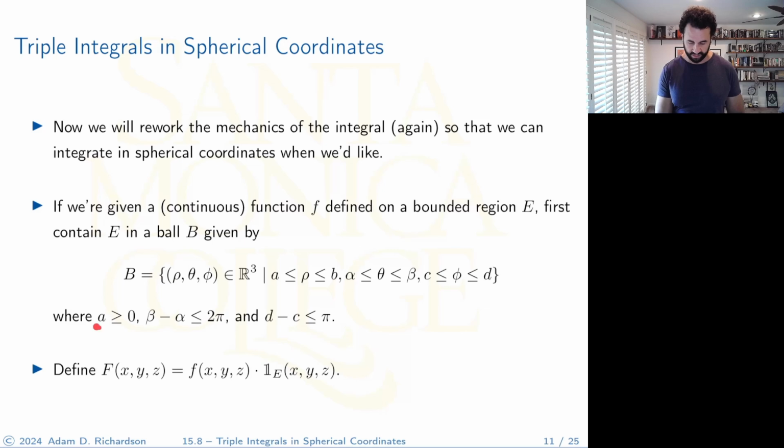And some other stipulations, we're going to say A is non-negative. We're going to say that beta minus alpha is less than or equal to 2 pi, so there's not more than a full rotation involved. And this, D minus C, has got to be less than or equal to pi as well, for the same reasons, so that we don't have full swings from the top all the way to the bottom and around some more. So just some basic restrictions. We're going to define a capital F by using an indicator function, as we've done a bunch of times now. The indicator function just says yes on the set and no off the set.